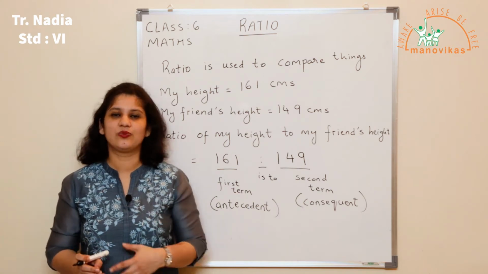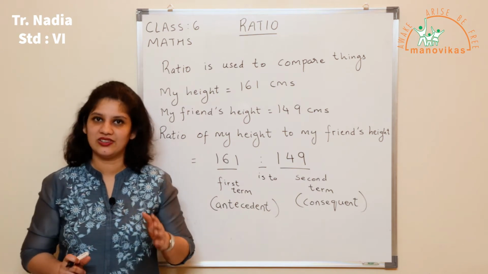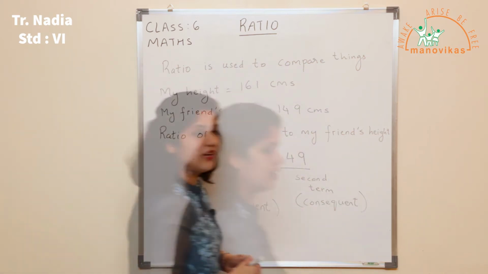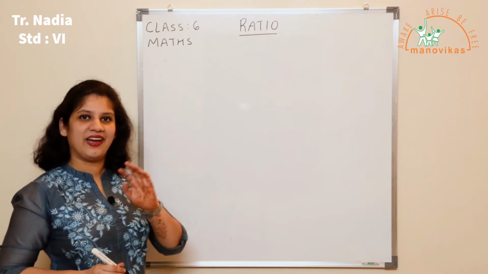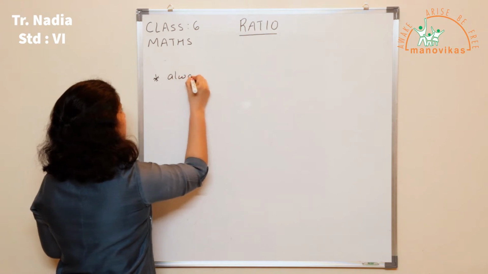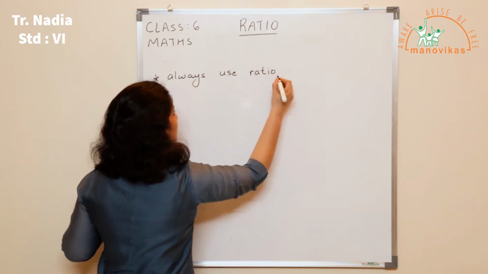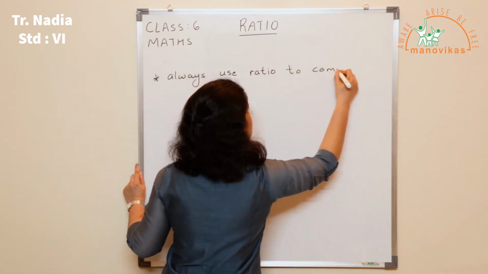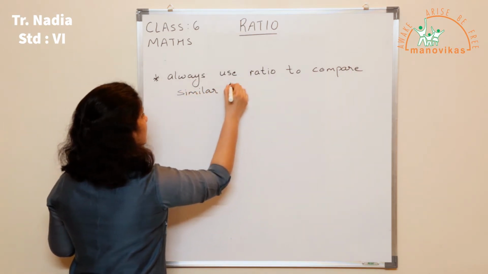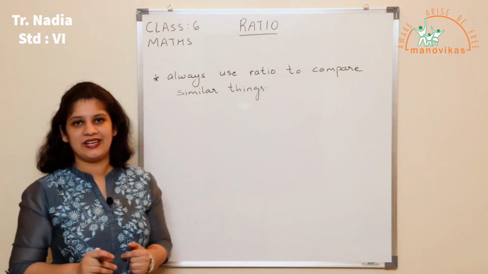Now, besides this, whenever you express something as a ratio, you need to keep in mind some very important things, and I am going to tell you all about them now. Ratio should always be used to compare similar things. This is an important point. Always use ratio to compare similar things. Now, what do I mean by this statement? Ratio should always be used to compare similar things.